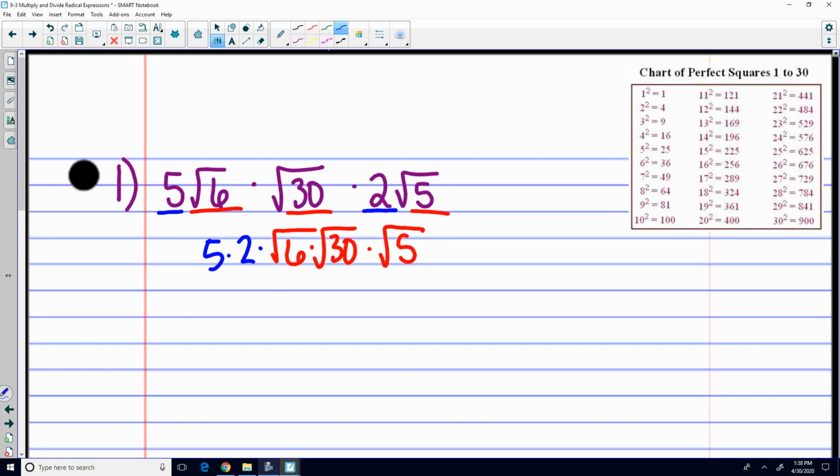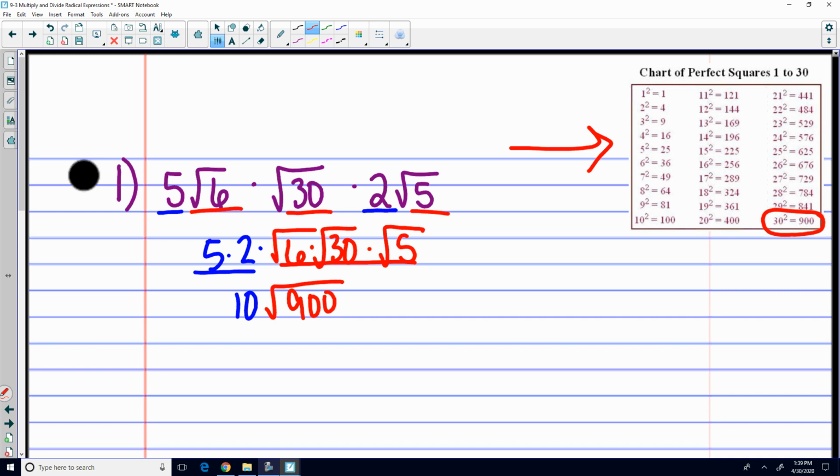Let's take those and do them. So 5 times 2 is 10, and when I take a calculator and multiply all of those radicals together, I actually get 900. So I have 10 square root of 900. Now I'm going to look at my chart of perfect squares. I'm going to see if 900 falls in this chart, and in fact, it does. 900 is a perfect square.